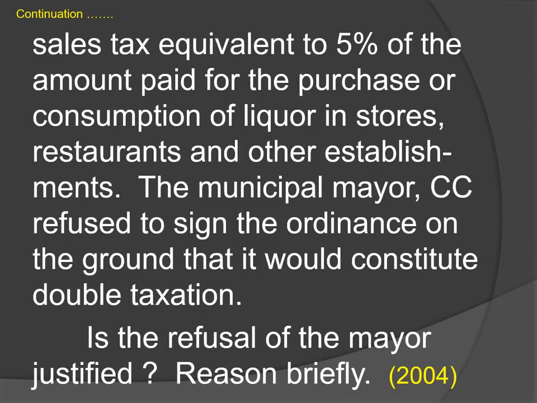So you go back one sentence. The municipal mayor CC refused to sign the ordinance on the ground that it would constitute double taxation. So you remember outright that the mayor was thinking that this is in fact direct duplicate taxation. So you try to resurrect then the elements of direct duplicate, and if all are present, then the mayor is correct. But if one of the elements is absent, then the mayor's refusal is not justified.